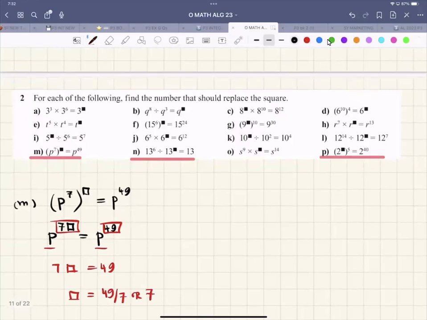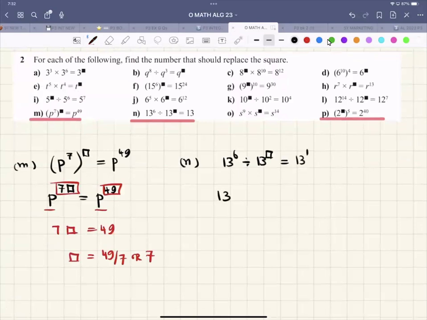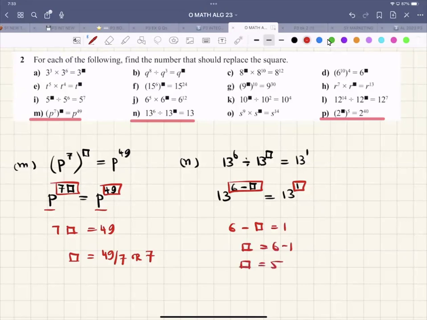Similarly, let me focus on N. That is 13 power 6 divided by 13 power box is 13 only. That is 13 power 1. 13 power 6 minus box is 13 power 1. Now over here, this power equals to this. 6 minus box is 1. Therefore, this box is 6 minus 1. Therefore, this box is 5.